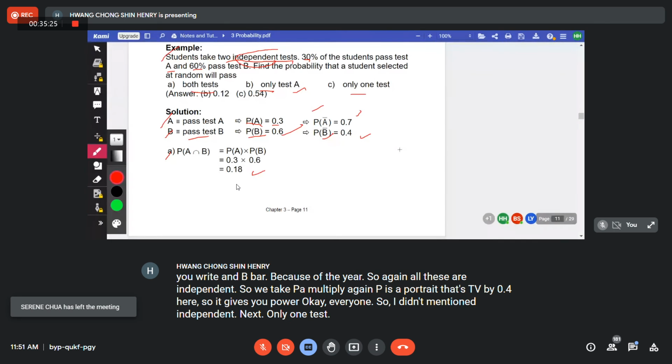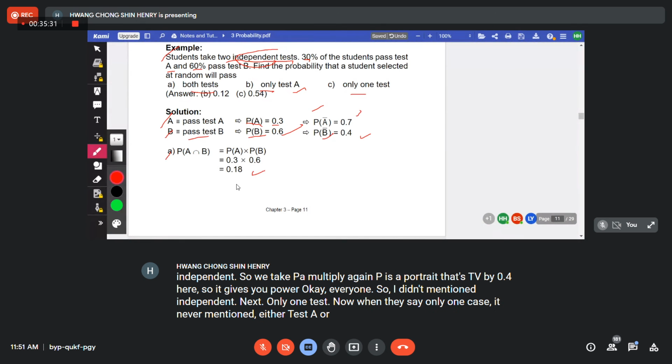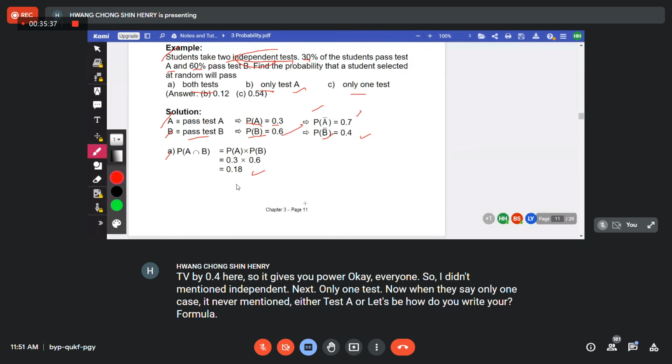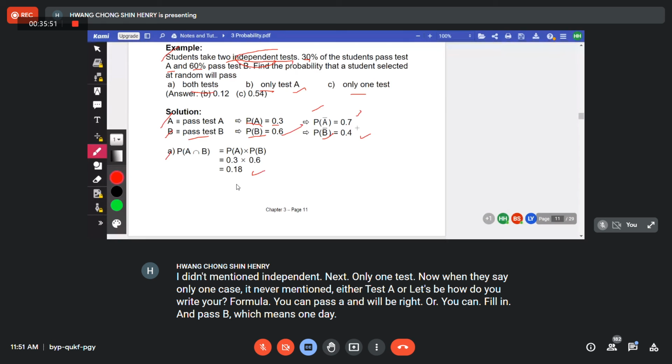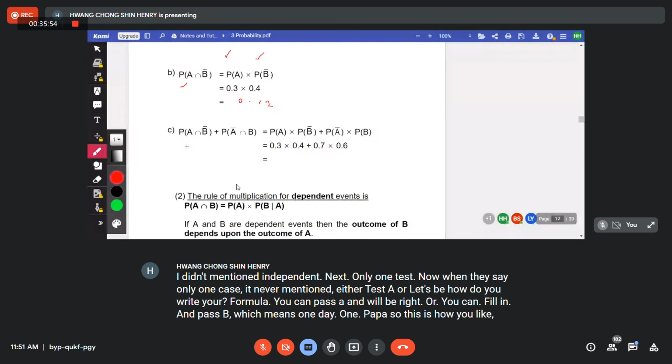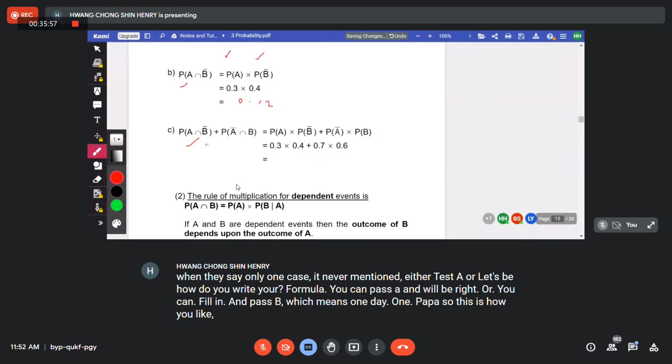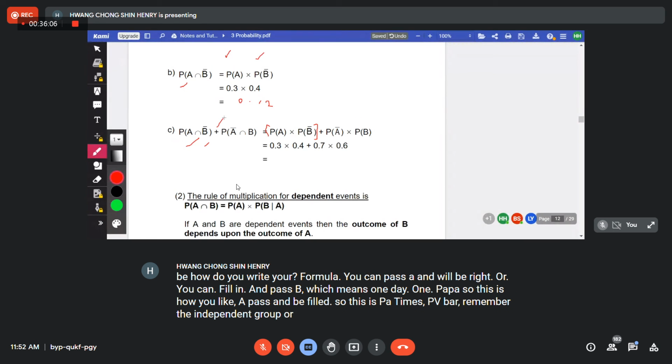only one test. Now, when they say only one test, it never mention either test A or test B. How do you write your formula? It can pass A and fail B, right? Or it can fail A and pass B, which means one fail, one pass. So this is how you write. A pass and B fail. So this is PA times PB bar. Remember the independent rule? Or, this is or.